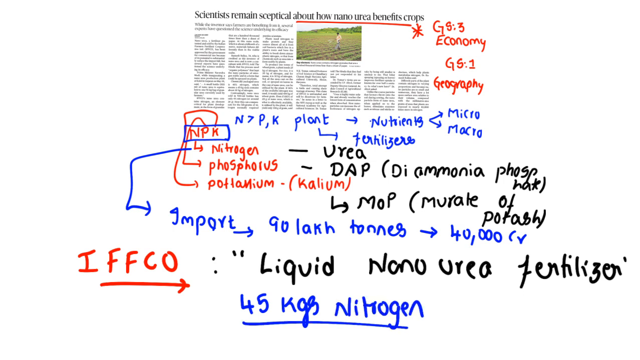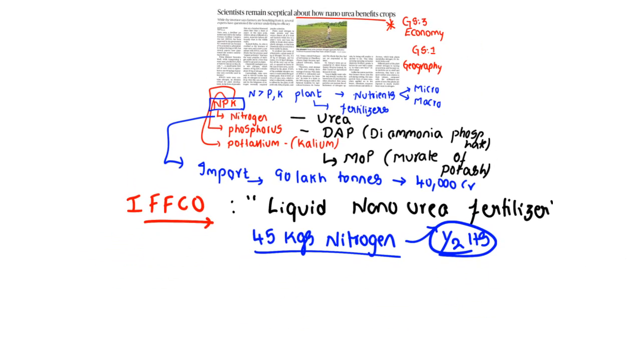The conventional 45 kgs of nitrogen would be complemented or definitely supplemented with half liter of liquid nano urea fertilizer. Clear? So it is simply saying that they take very less amount. They take only very little amount of the application, 45 kgs of nitrogen. So this is very important for the government. Why? If you observe the government pattern of nitrogen, they generally give huge subsidy.